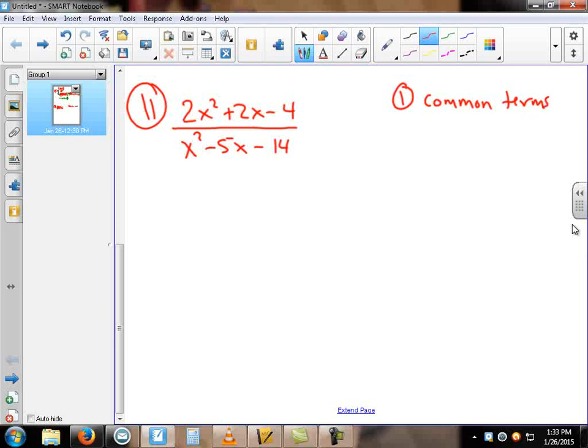Okay, so when I say common terms, it's in either the numerator or the denominator, not both. I'm not worried about both at the same time. This is all about factoring to start. So we're going to factor out common terms first.